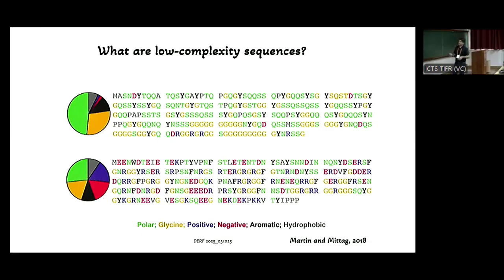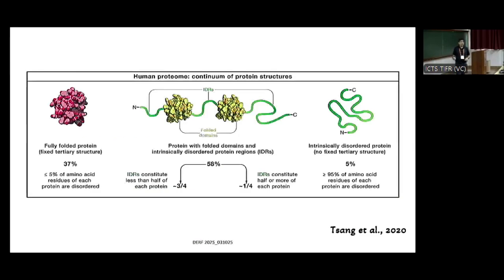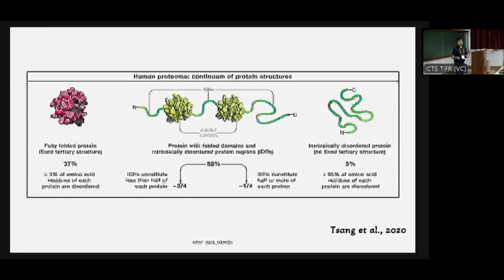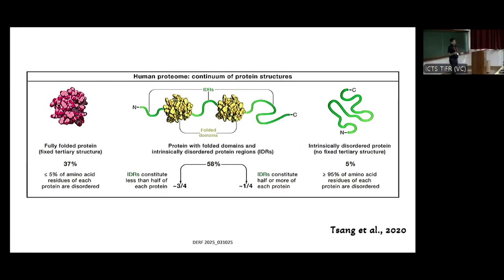This is another example with a different kind of repeat. Okay, so why are we interested in low complexity sequences? Well, often low complexity sequences, because of the less information that they have encoded within them, do not tend to fold. So they remain in an unfolded form. They're also known as disordered regions in a protein.